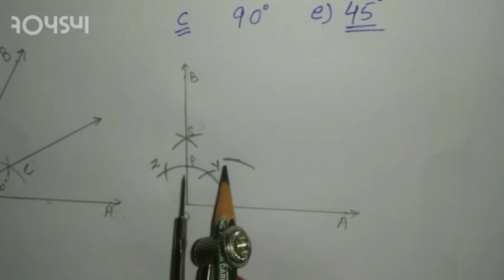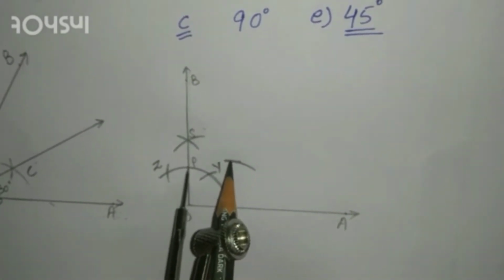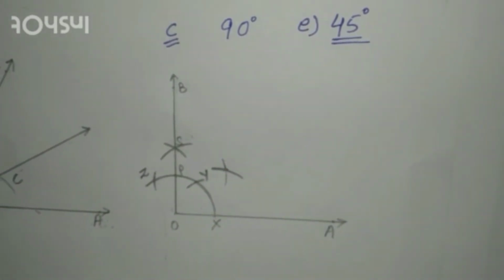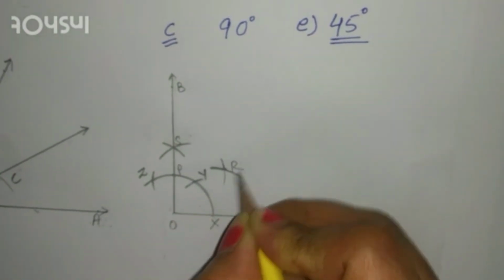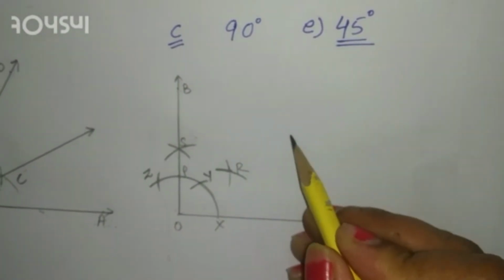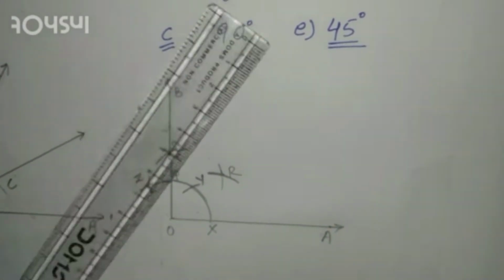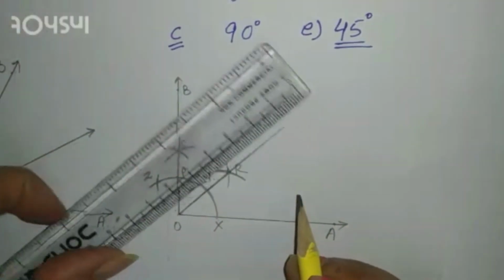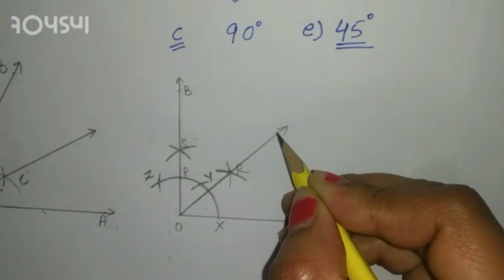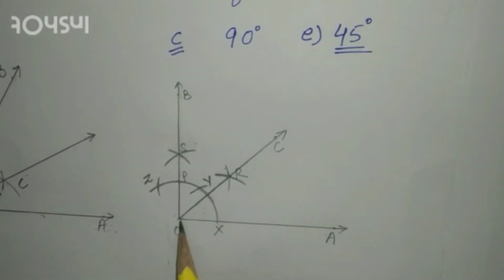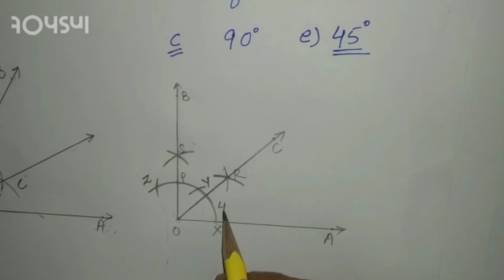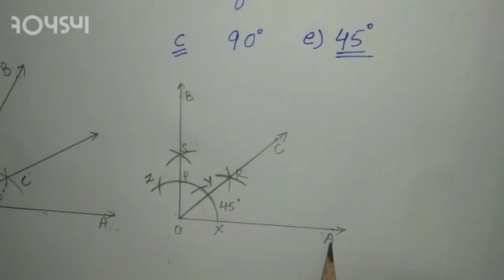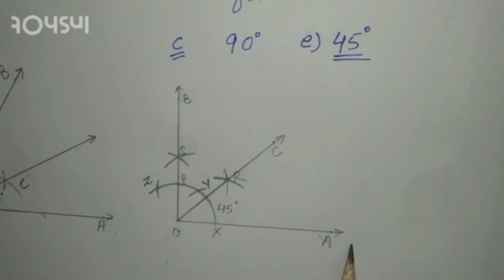Fine. Now with the same radius, put your compass pointer on P and draw an arc which cuts the previous arc at point, say R. Okay, now join OR and name this as C. So angle COA is of measure 45 degree. Angle COA is the bisector of angle BOA.